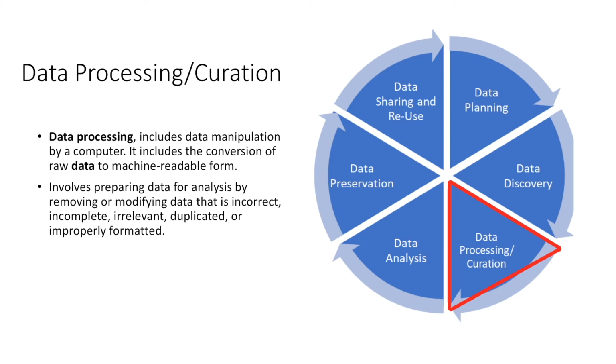So let's look at data processing. Data processing includes data manipulation by a computer. It includes the conversion of raw data to machine-readable form. It involves preparing data for analysis by modifying data that is incorrect, incomplete, irrelevant, duplicated, or improperly formatted. This is also referred to as data cleaning.